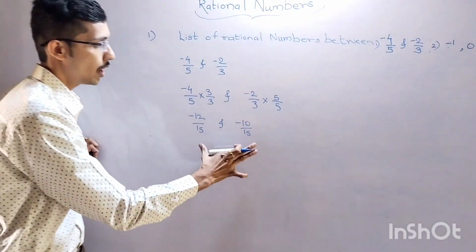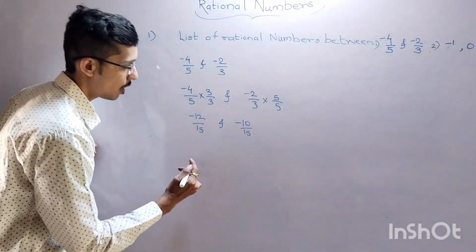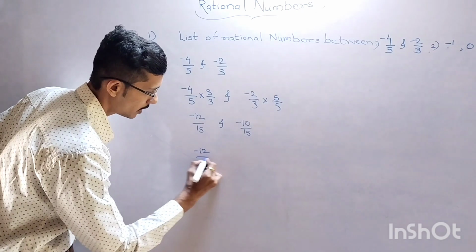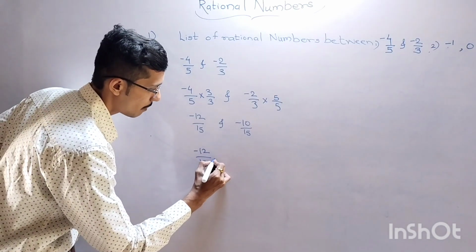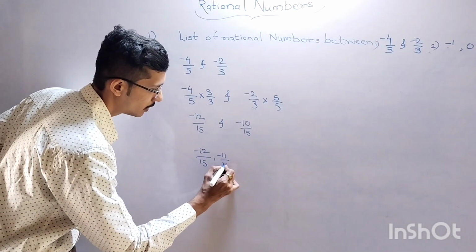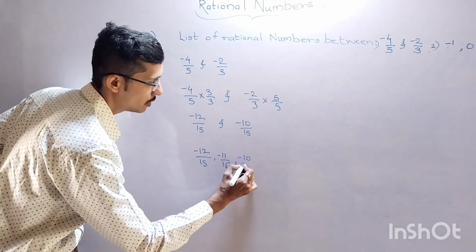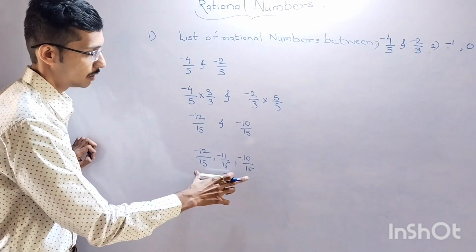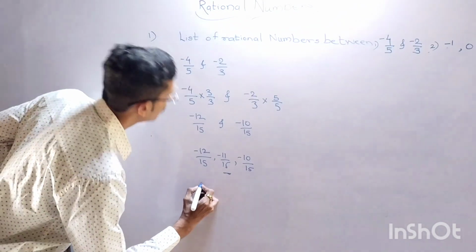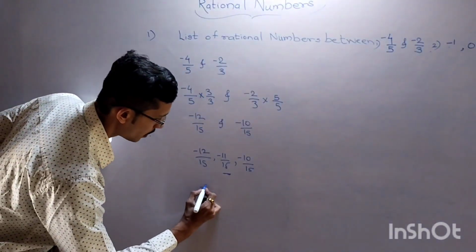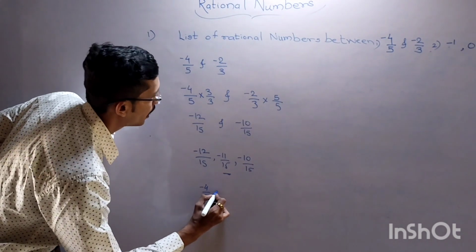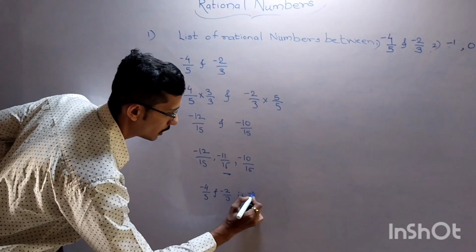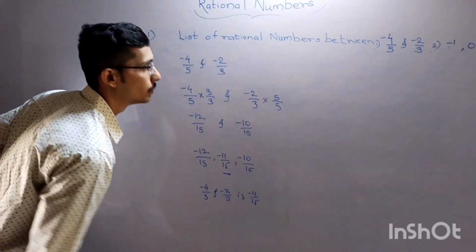So now we have the same denominator. The rational numbers between -12 and -10 are -12 upon 15, -11 upon 15 and -10 upon 15. That means a rational number between -4 upon 5 and -2 upon 3 is -11 upon 15.